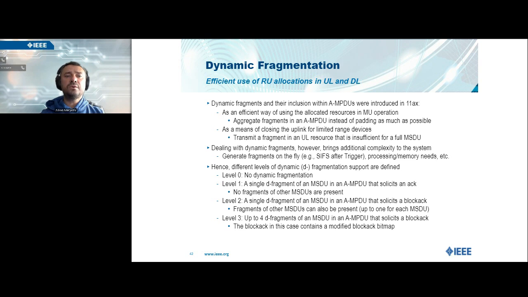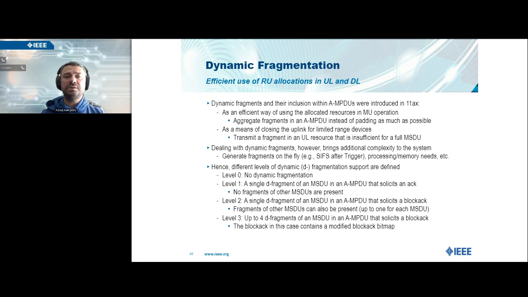However, because of all these added flexibilities, you also have additional complexities in the system, because you have to generate fragments on the fly and so on. So we have defined different levels of fragmentation for 11ax. One is, of course, no dynamic fragmentation at all. And the other one is essentially a single fragment in an AMPDU that solicits a NAC. Think of this case as addressing the uplink resource limitation.